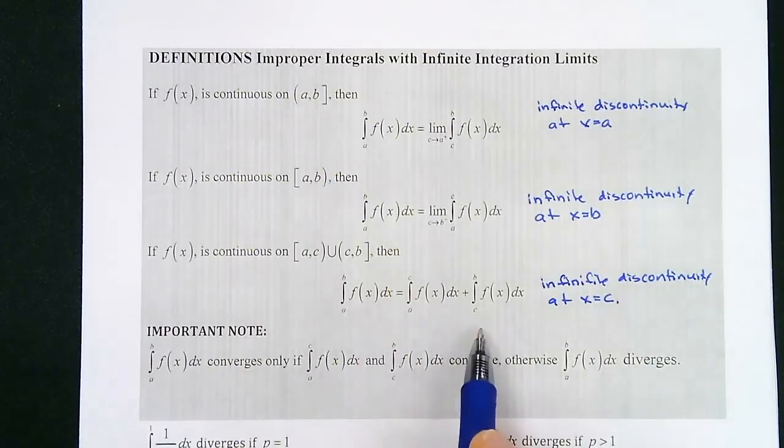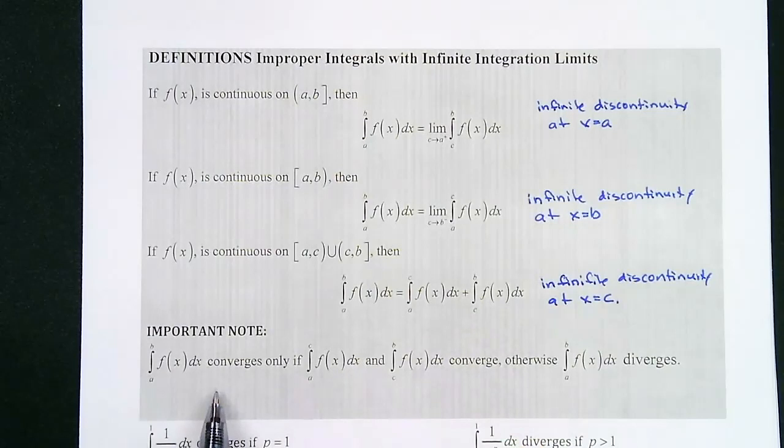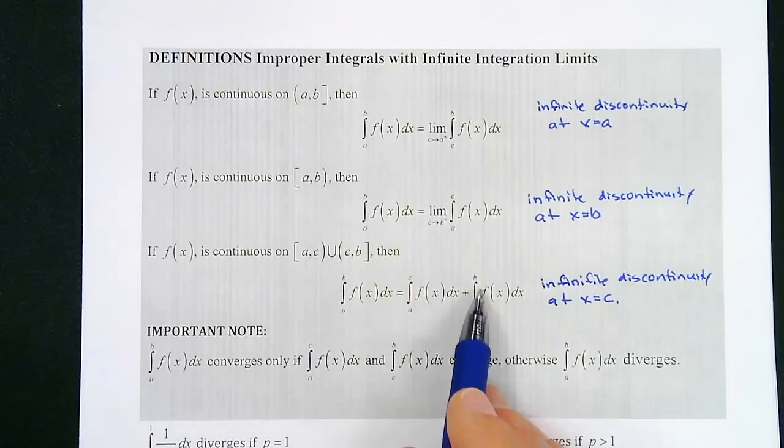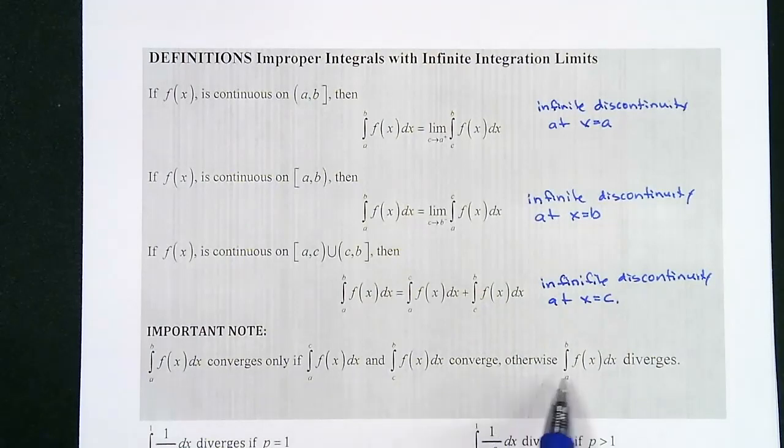So for this to exist, and this is what this important note is, the integral from a to b of f(x) dx converges only if the integral from a to c and the integral from c to b both converge. Otherwise, if either one of those doesn't converge, doesn't give us a number value, then the original integral won't converge either. Okay. And then there's going to be some rules here that I'm going to show you.